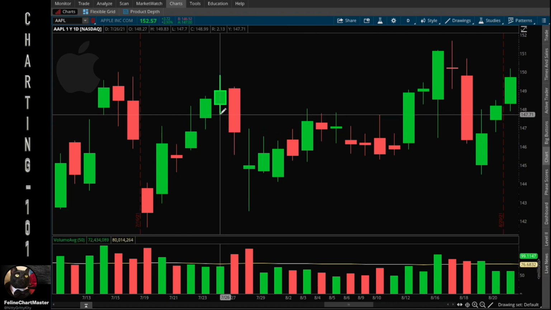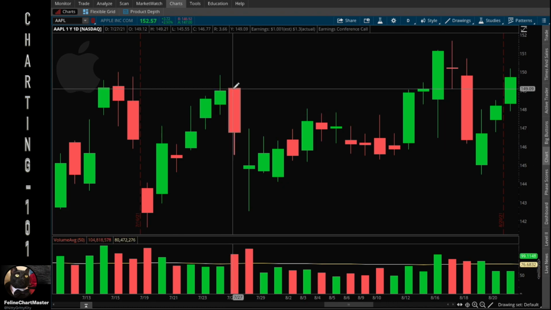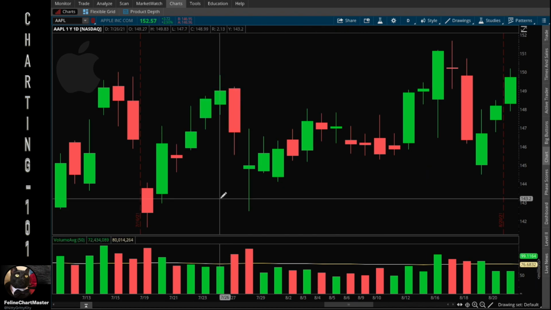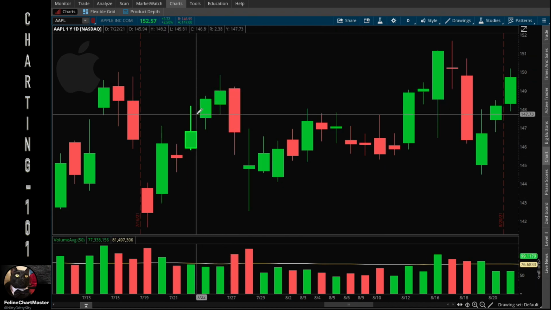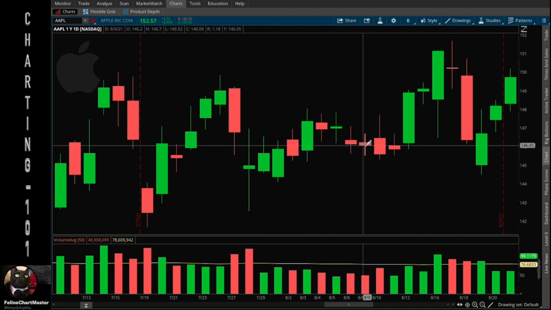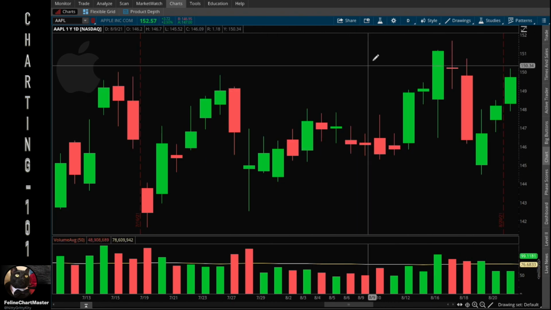A red candle means that price opened at the top, went as high as the top of the wick, tiny wick right there in the top, pulled down as far as the bottom of the wick, and then closed at the bottom of the red candle. So it's a way of showing where the momentum was throughout the day, where it started, where it ended, as opposed to just a line, which just shows you pretty much nothing.